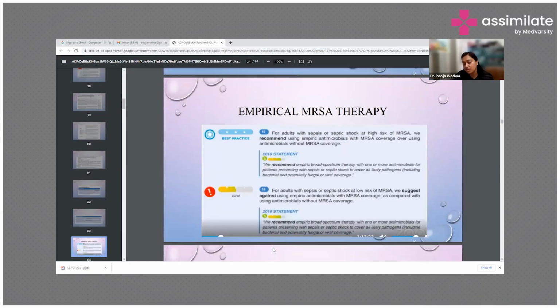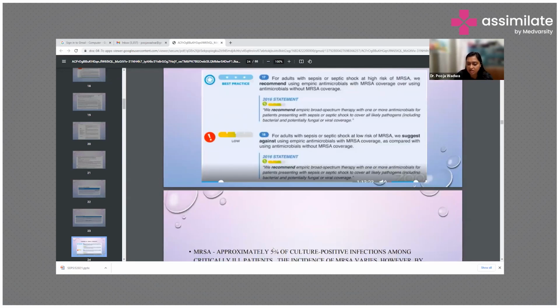Now, which subset of patients require MRSA therapy? In 2016, they recommended that a patient who has sepsis or septic shock at high risk of MRSA should receive antimicrobial therapy including one or more antimicrobials along with full coverage of MRSA, with fungal or viral coverage. But in 2021, they suggested that a patient who has low risk of MRSA should not be given MRSA coverage.